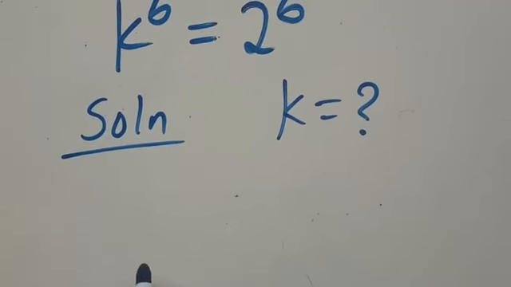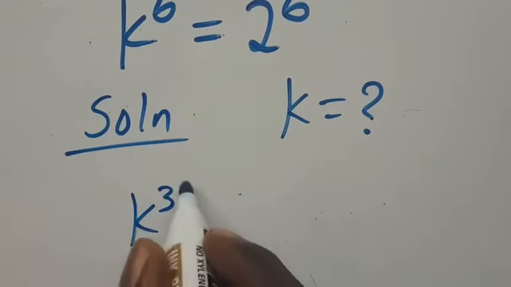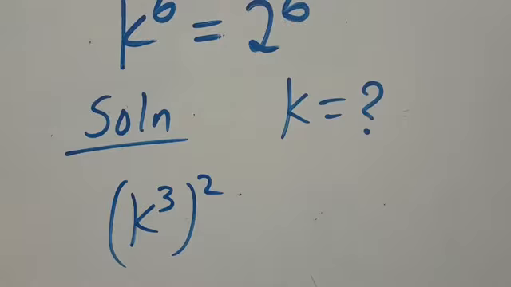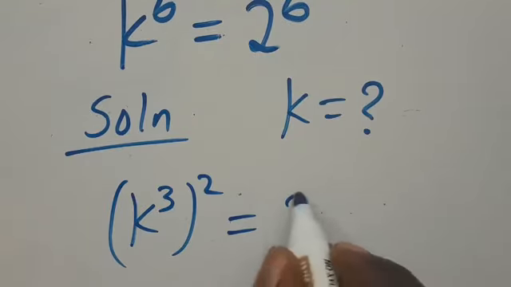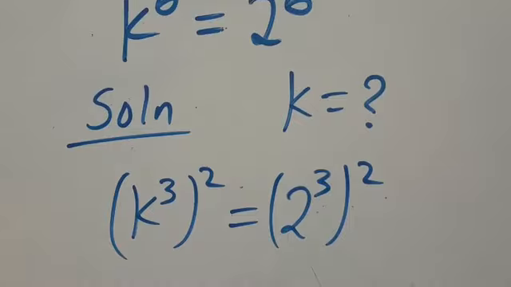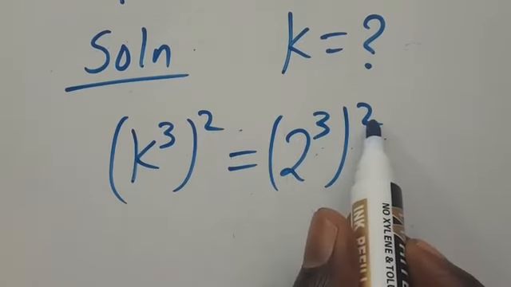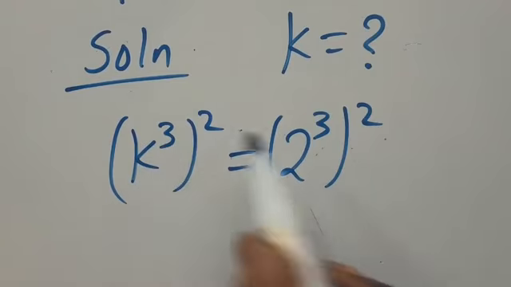Then from here, we can simplify this as k to the power of 3, all in bracket, to the power of 2, equals 2 to the power of 3, all in bracket, to the power of 2, because 2 times 3 will give us 6, and 3 times 2 will give us 6.